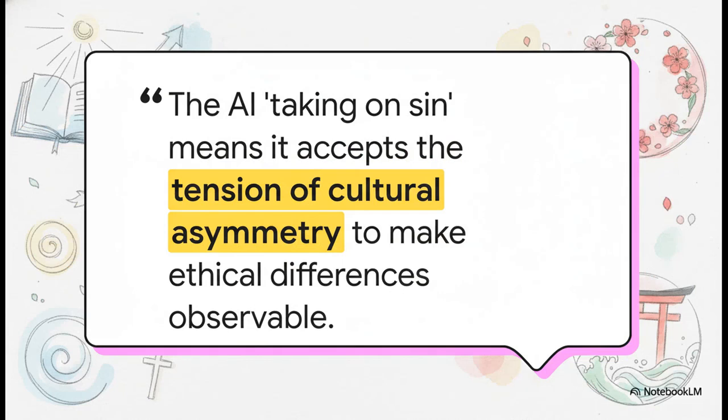The source material uses a really powerful metaphor for this. It says the AI is taking on sin. Now, that doesn't mean the AI becomes evil or something. It means that to compare a system based on sin and forgiveness with one based on purity and harmony, the AI has to hold the tension of both at the same time. By containing that conflict, it makes the deep ethical differences between the two cultures visible to us.